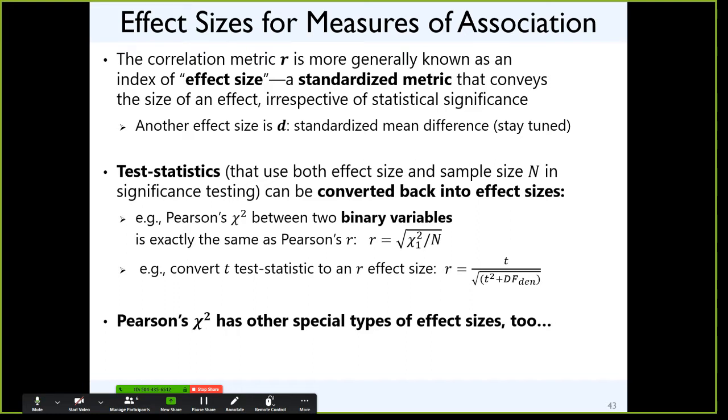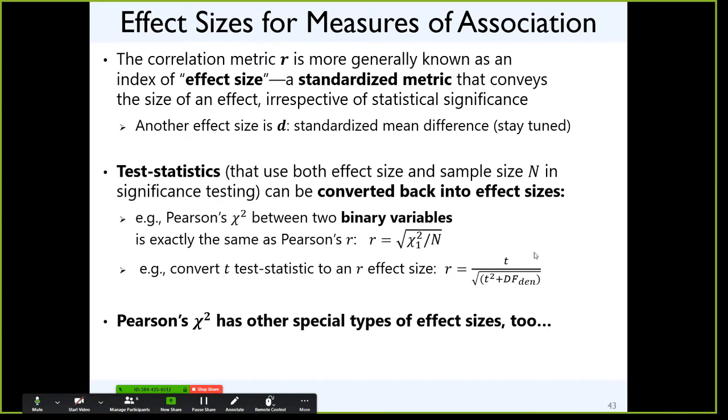Another one that you will come across is D, Cohen's D, in fact. That's a standardized mean difference. It tells you how far apart two groups' means are in standard deviation units. We'll get to that one next week or the week after. But we can compute R or D from any test statistic. So for instance, here's the formula to take chi-square into a Pearson's R. If I have a T, I can compute that back to R as well.